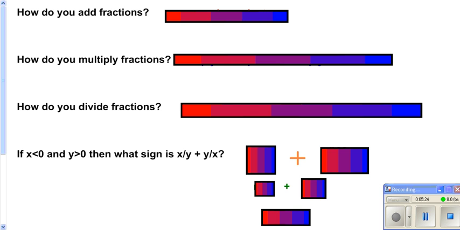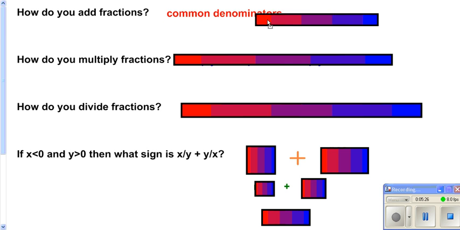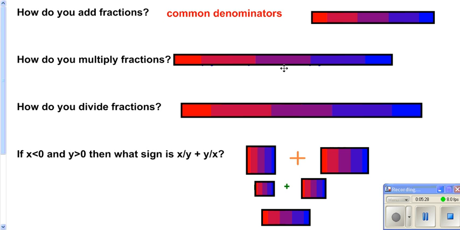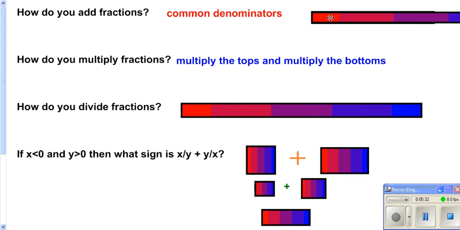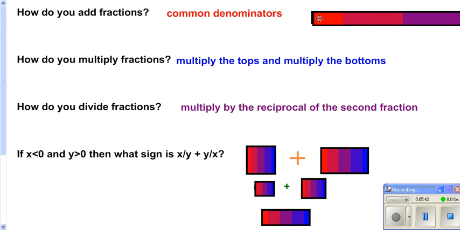How do we add fractions together? You've got to have a common denominator. How do you multiply fractions? Well, you just multiply the tops, the numerators, and multiply the bottoms, the denominators. We just talked about dividing fractions. You don't divide fractions, you multiply by the reciprocal, and it's always of the second fraction.